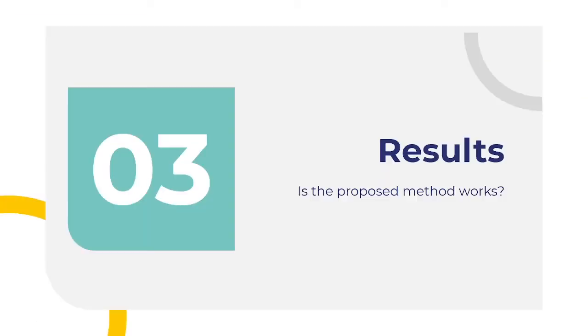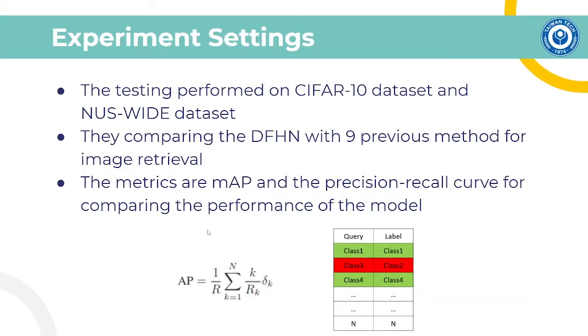And based on the proposed method, they provide the experimental testing on two kinds of dataset, and they try to see how the proposed method performs on the image retrieval task compared to the previous work. So the testing is performed on the CIFAR10 dataset and the NUS-WIDE dataset. And for the CIFAR10, this is the dataset with a single image and one class label. And for the NUS-WIDE dataset, they have multiple labels in a single image.